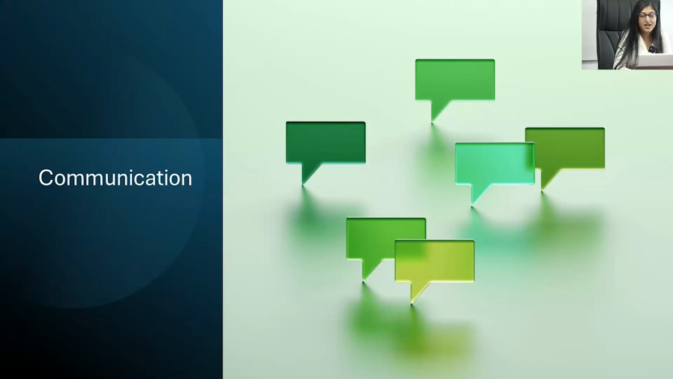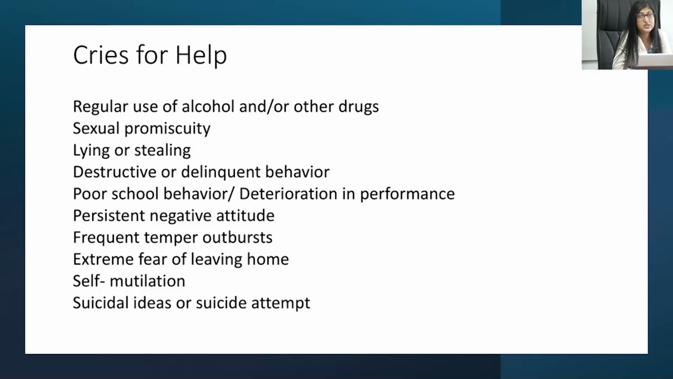But what are the instances in which things are not normal? These are cries for help. One thing is, if they regularly use alcohol and other drugs as a coping mechanism, or beyond experimentation, regularly using, and there is sexual promiscuity, lying, stealing repeatedly, right? And they may engage in destructive or delinquent behavior.